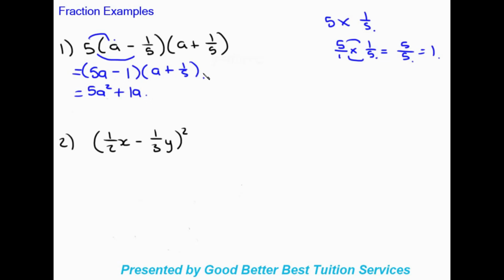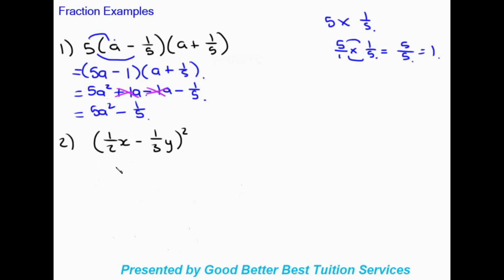And then a has nothing to multiply on that side, so it's just 1a. Now we have negative 1 times a, which gives me negative 1a. And then negative 1 times a fifth, which will give me negative a fifth. As we can see, we have additive inverses here, positive 1a and negative 1a, so they'll cancel each other out. And then our final answer we're left with is 5a squared minus a fifth.